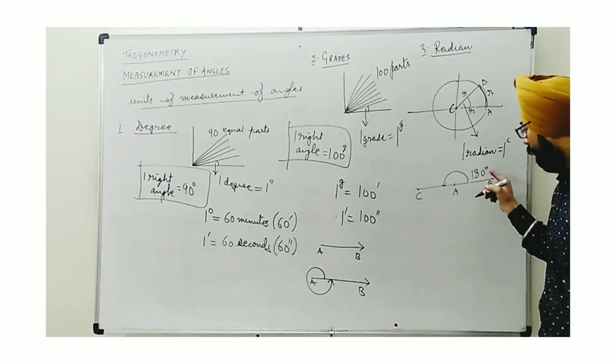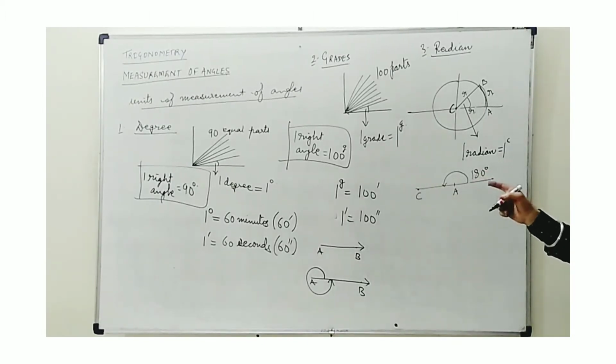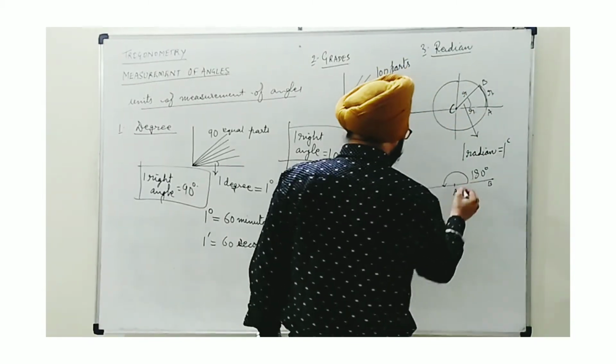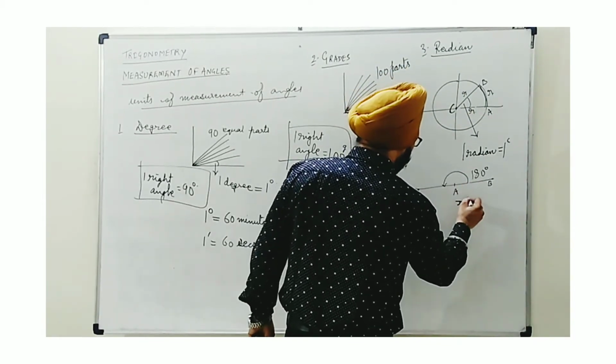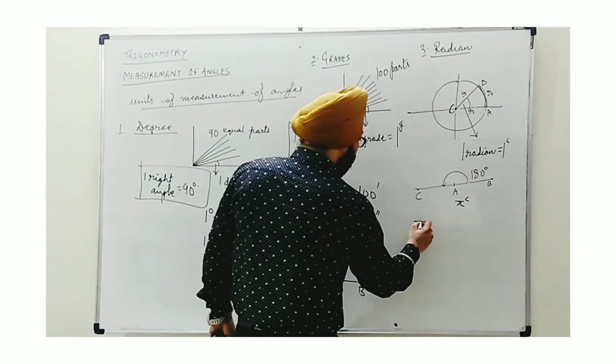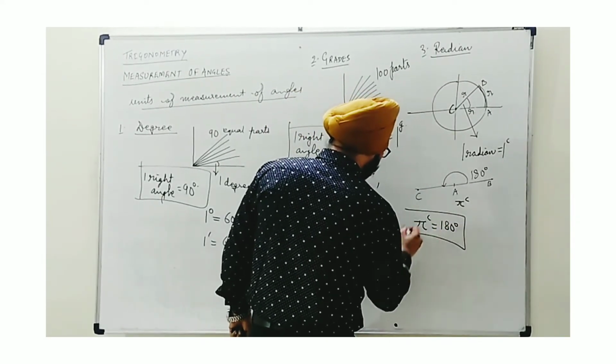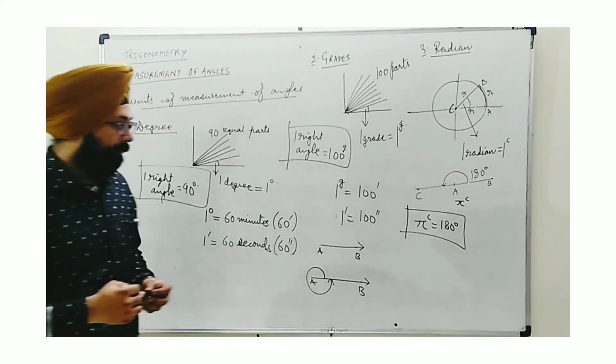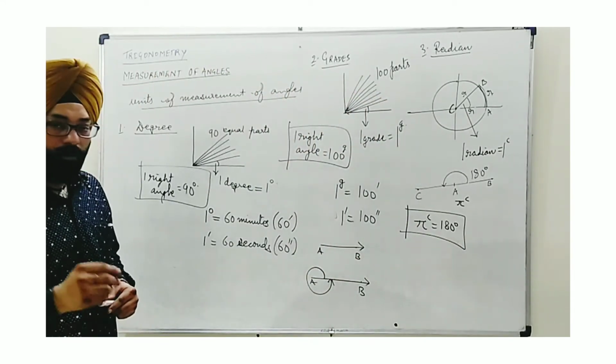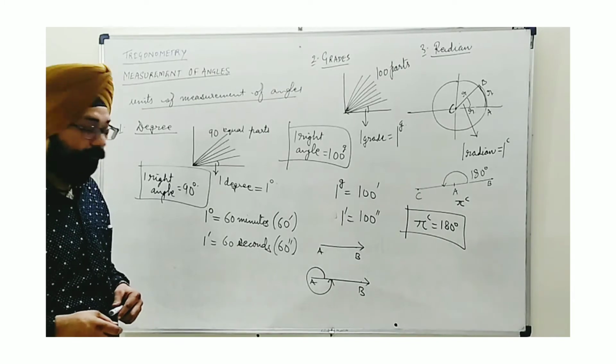180 degree. So in terms of radian, the same angle is written as pi. Means pi radian is equal to 180 degree. This is the relation which is one of the most important parts of this topic.